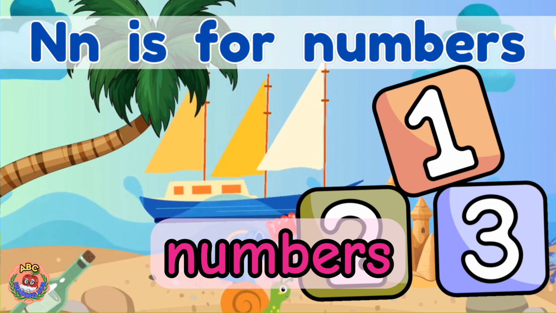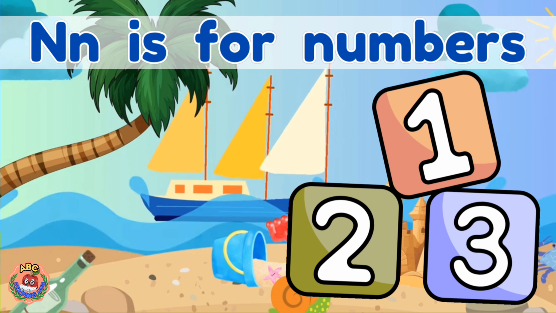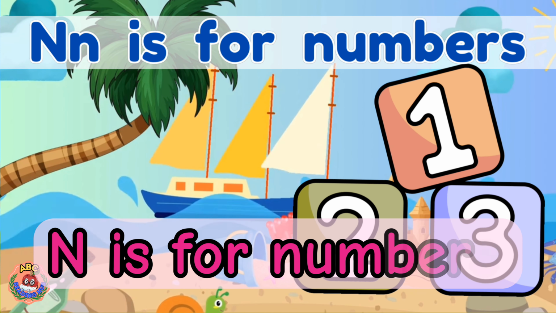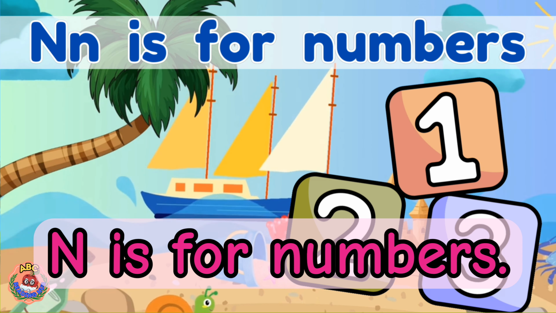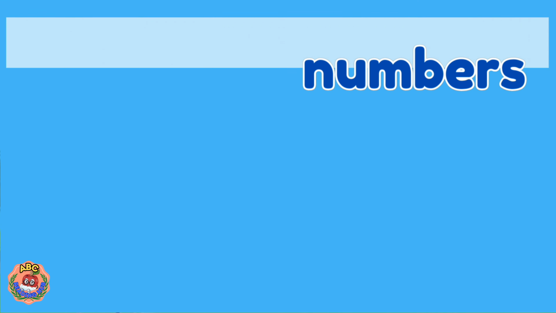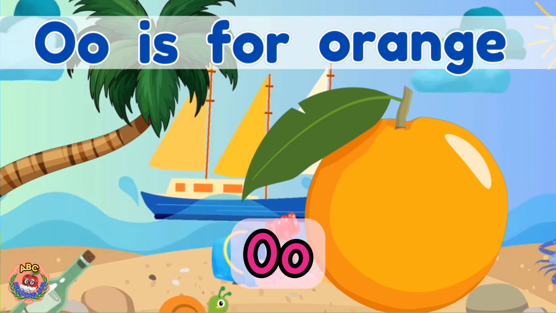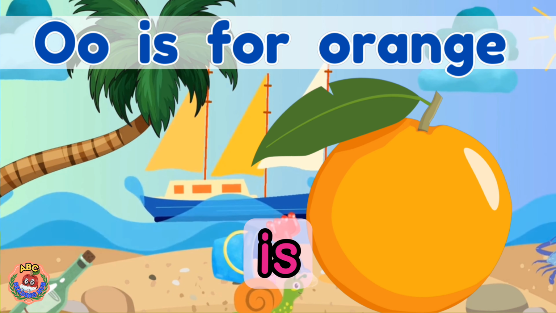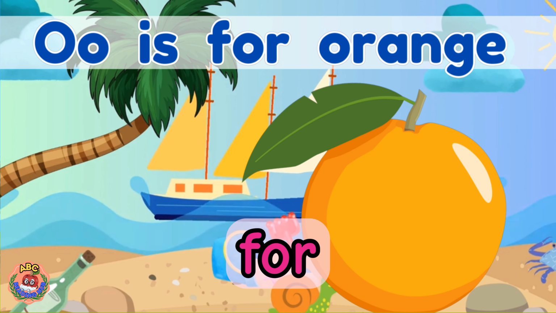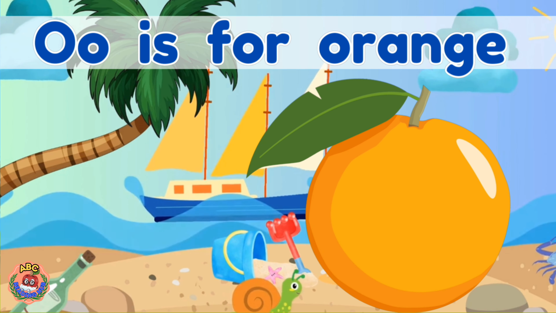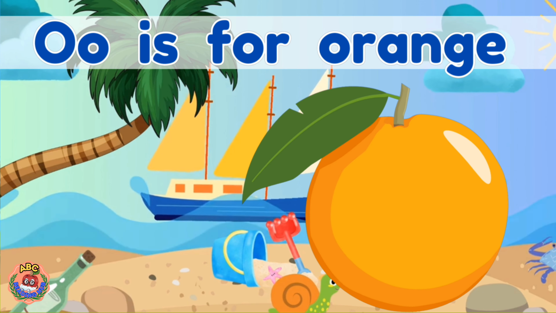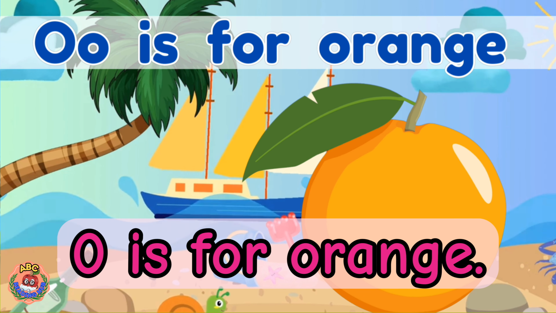N is for numbers. Let's read it again. N is for numbers. Zero is for orange. Let's read it again. Zero is for orange.